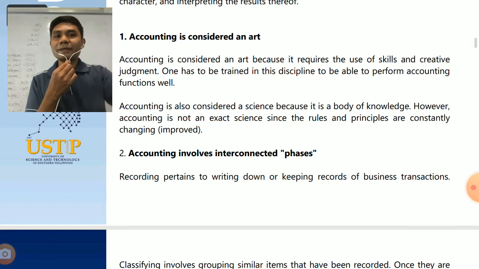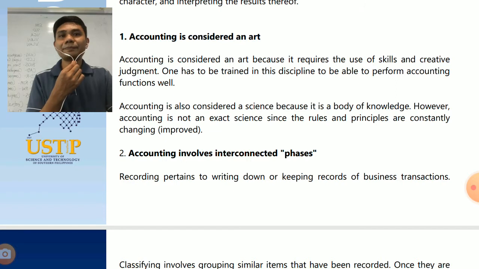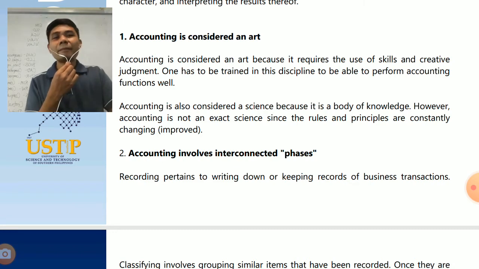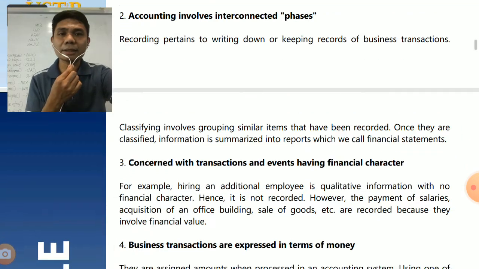Accounting involves interconnected phases. Sabi na phases, di ba? In other words, that's stages. So pag human sa record, ato na sa classify. Pag human sa classify, ato na sa summarizing. Pag human sa summarize, ato na sa interpret. Then it actually creates a cycle. And those steps or phases are interconnected. Dili ka pwedeng mag-summarize lang. Dili ka pwedeng mag-record lang. But you have to undergo the different phases of the accounting process.